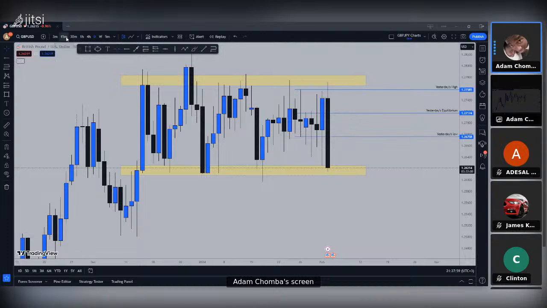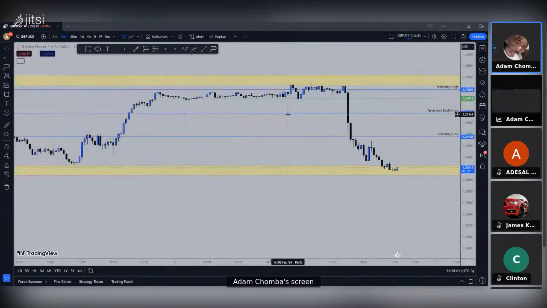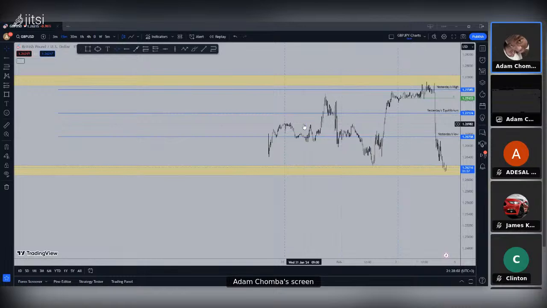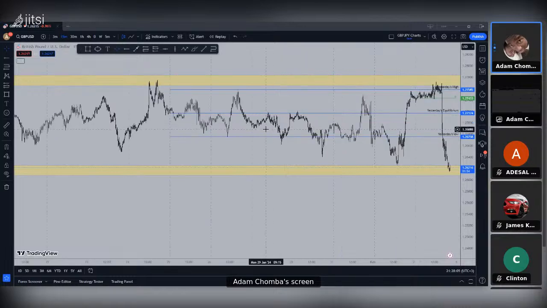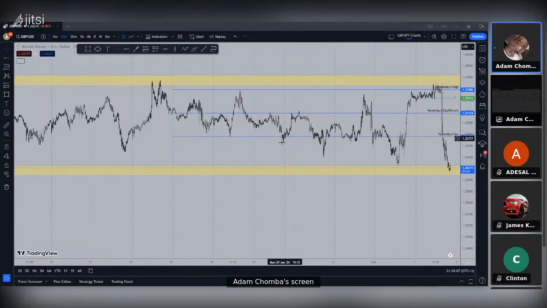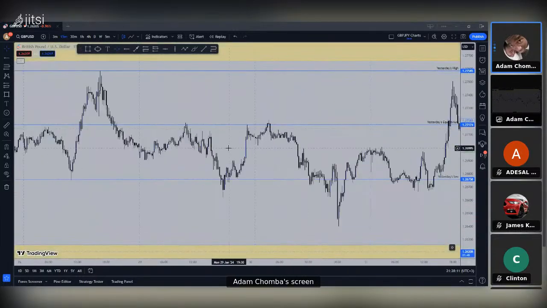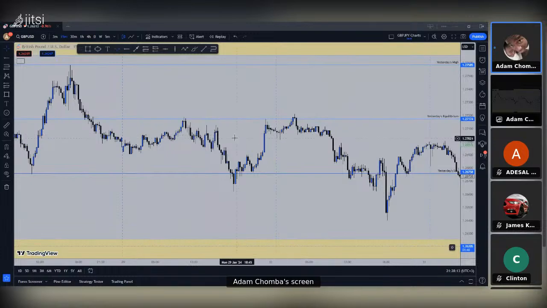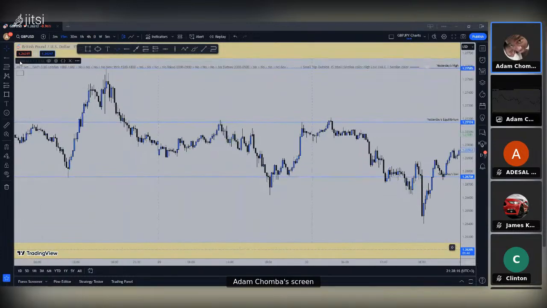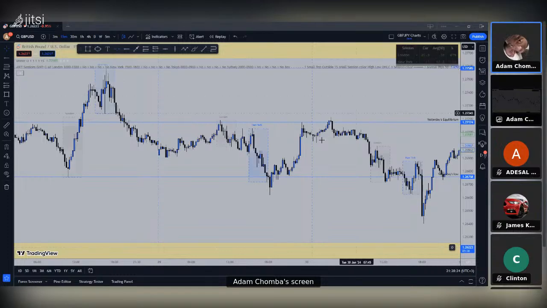Then from there, we jump all the way to the 15 minutes. We don't need to do the 4 hour, 1 hour, 30 minutes. That's just a lot of information. What you're trying to do as a trader is just find one place to enter and exit to make your trading simple. You don't want to complicate things. You don't want to overcomplicate your trading life.